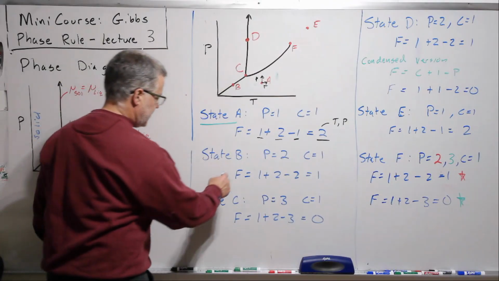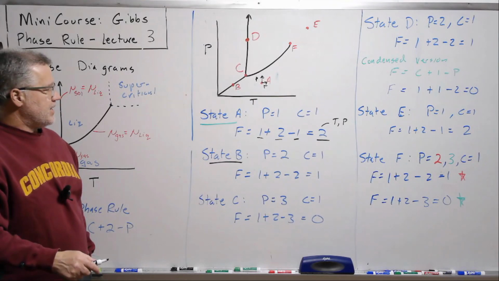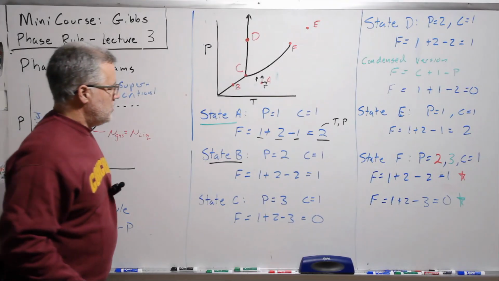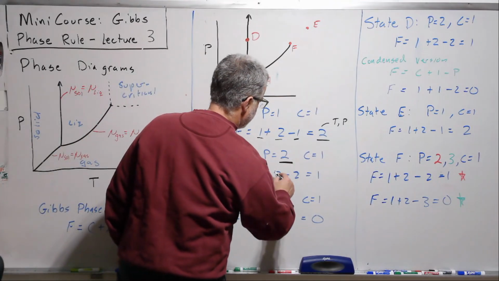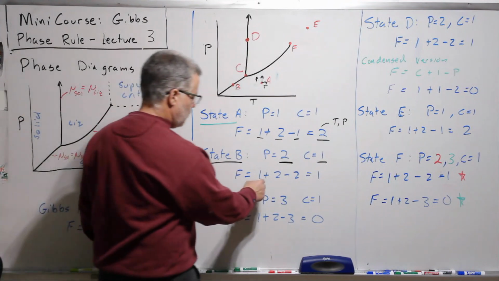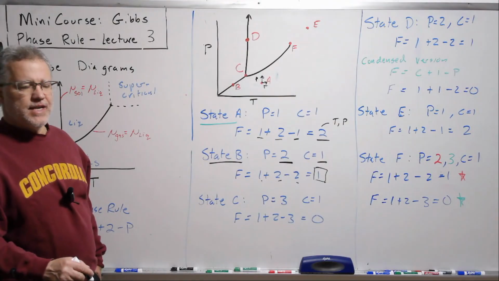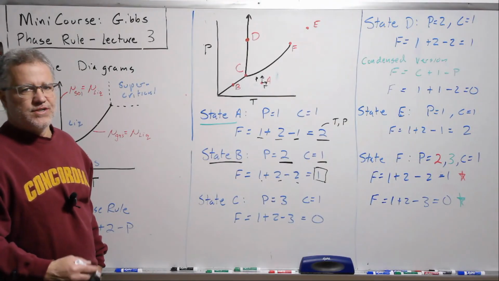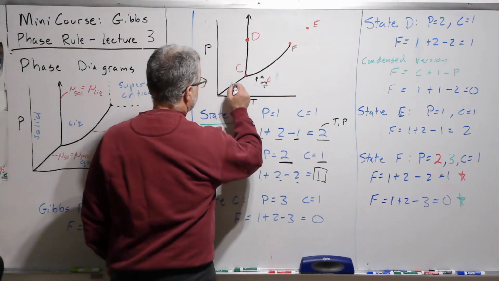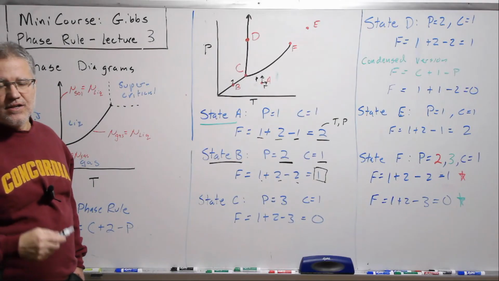Okay, well, let's look at state B here. Now, B is specifically on the line, so we think there might be something different here. We're in equilibrium between two phases. So now phases equals 2, components still equals 1. So we have 1 plus 2 minus 2 equals 1. And you might be tempted to say, well, what is that 1? Is it pressure? Is it temperature? Well, it's really neither, because let's look at what happens if we make a little change in pressure. We go off of that curve.